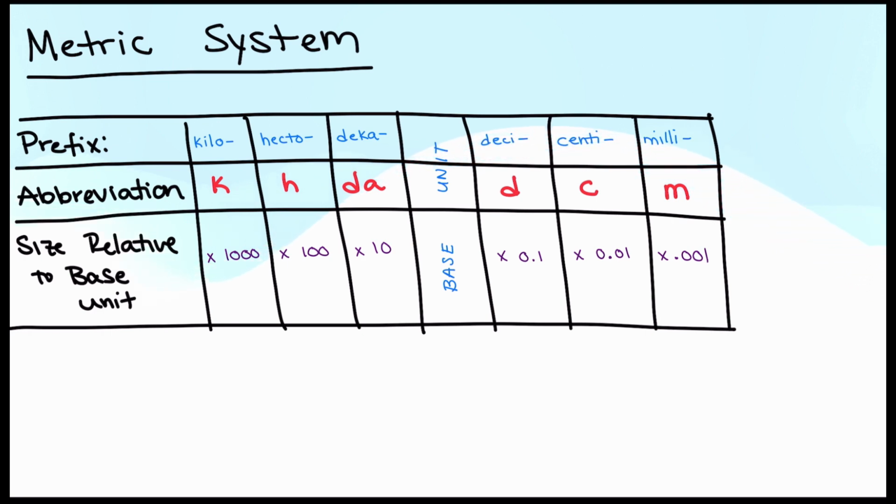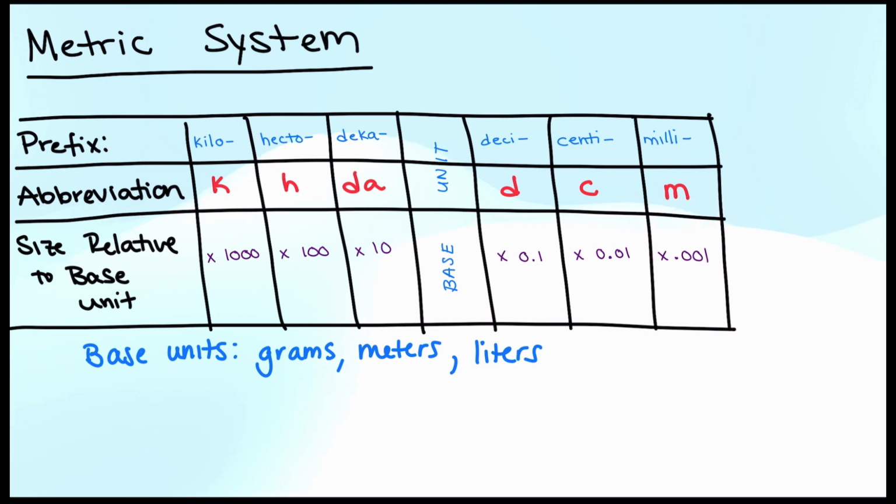And so I have a table right here that summarizes our common metric prefixes: kilo, hecto, deca, deci, centi, and milli. And so how this table works is if you have a base unit, and so a base unit might be something like grams, if we're talking about the weight of something, meters for length, liters for capacity. You can have other units as well, but those are our most common base units. Then you can attach a prefix to that base unit.